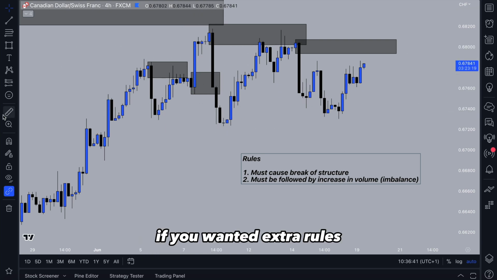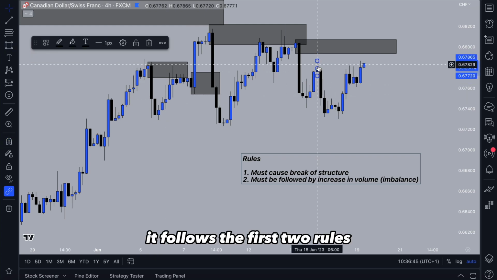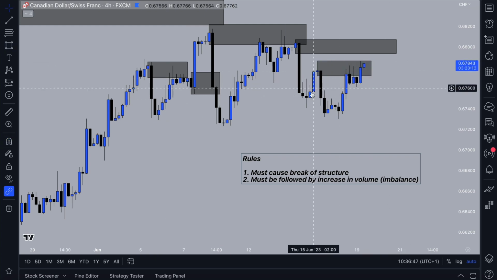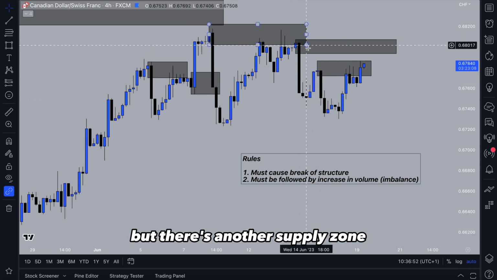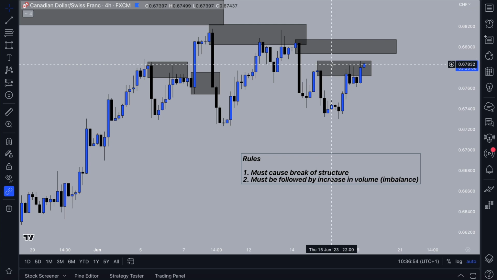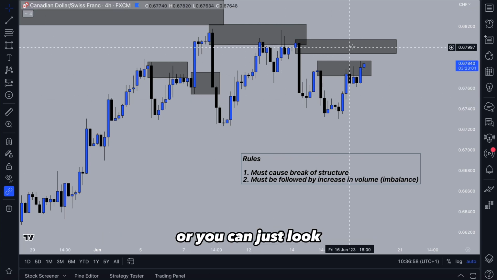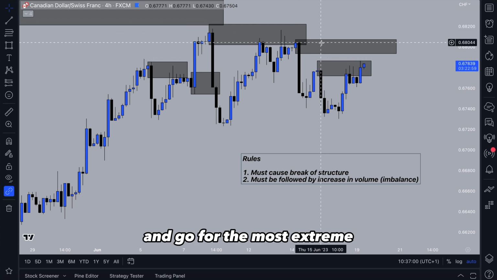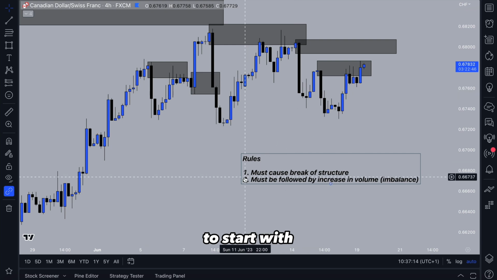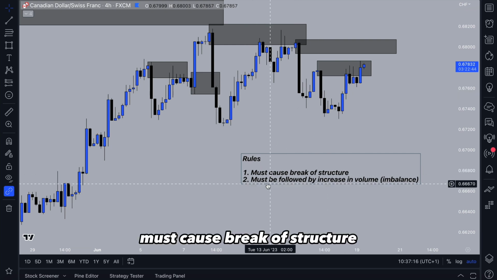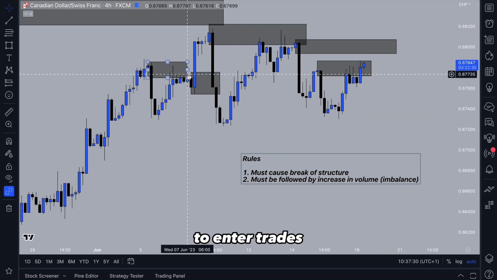Another rule, if you wanted extra rules, would be if you've got this order block here as well, which follows the first two rules, had a breaker structure there and some imbalance, but there's another supply zone order block above it, then you're going to be looking for the extreme. You can use the fib tool for that, or you can just look and go for the most extreme, or wait for confirmation in this zone. But if you want to keep things simple to start with, follow these two rules: it must cause a breaker structure and must be followed by an increase in volume.